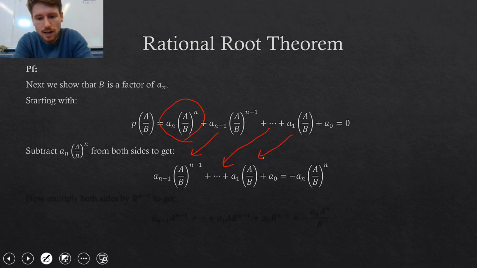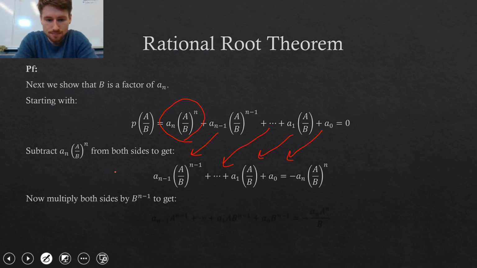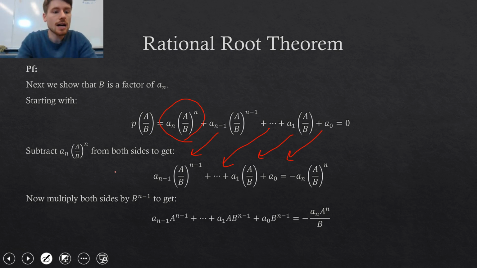And then we have a1, a to the a over b, and then we have a0. The next step is to multiply both sides by b to the n minus 1. So what does that do? We multiply everything by b to the n minus 1, which is the highest power of b on the left, both sides. So when we look at the first term, we have b to the n minus 1 on the bottom times b to the n minus 1, and so that cancels.